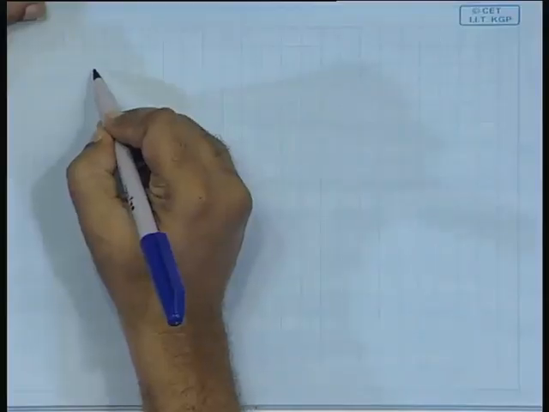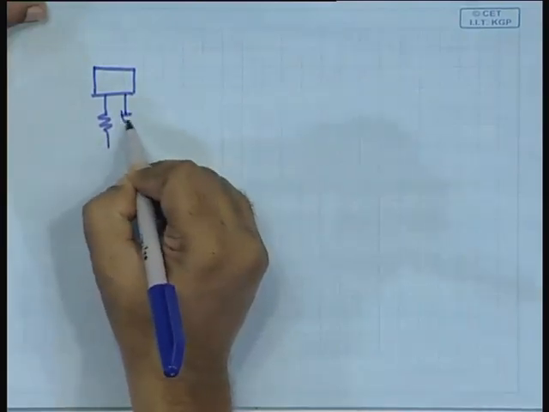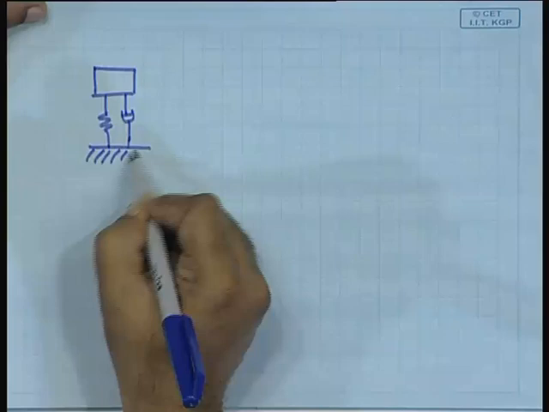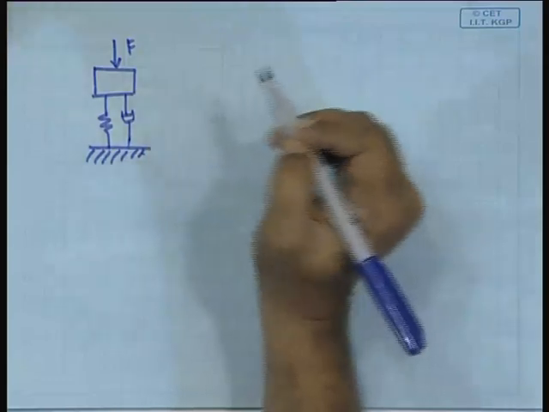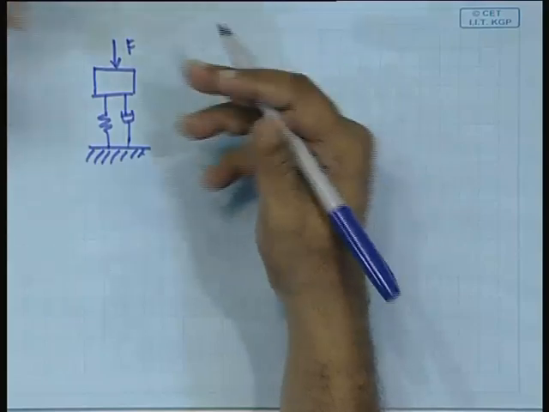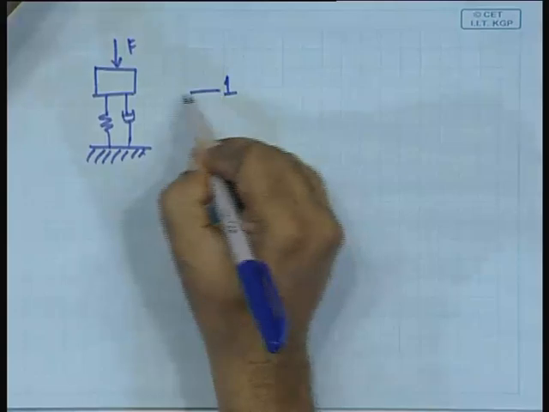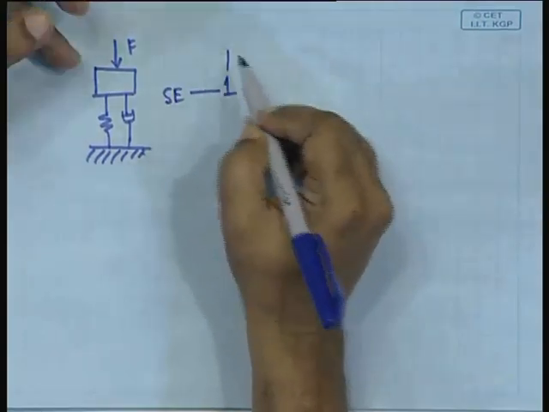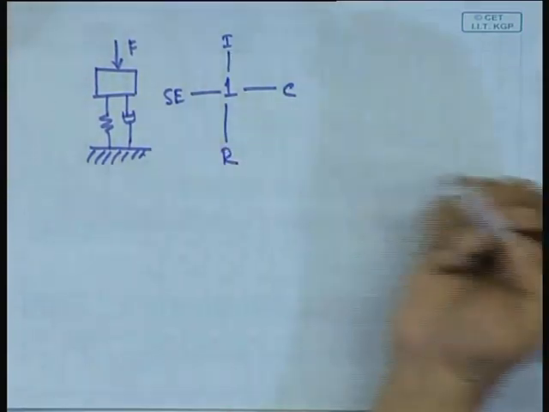RLC series circuit. Yes, mass spring damper, we have already done that. Mass, that is it, with a forcing. All right, it will have the same bond graph. If you obtain the bond graph, it is 1, SE, then I, C, R, a series circuit.